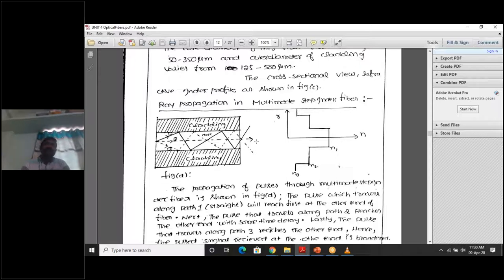This time lag between one output and another output is called intermodal dispersion. This is the problem with MMSI. This is the disadvantage of MMSI. Out of the three modes of light, this mode of light going straight, traveling less distance, comes out first. Then this dark line will come out second. Then this dotted line will come out last. There is a time gap between this one and this one, and this one and this one.